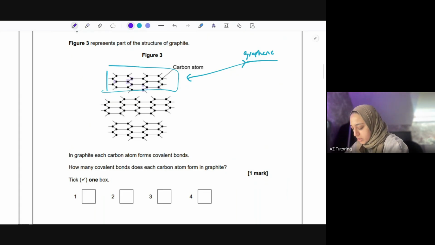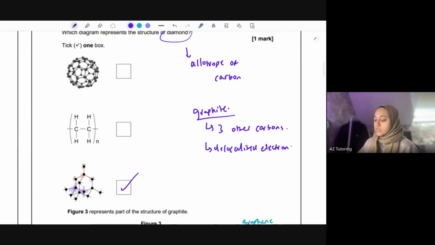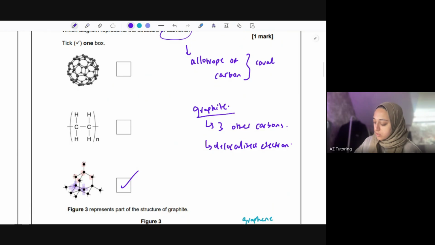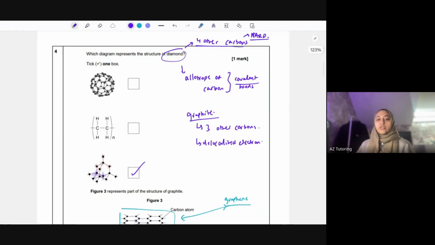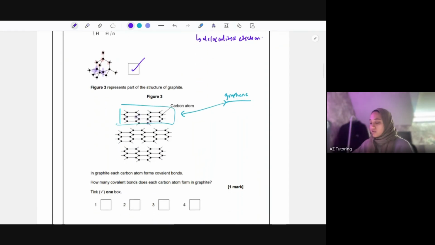Okay, so in graphite, each carbon atom forms covalent bonds. So allotropes of carbon, these are all covalent bonds, because covalent means non-metal to non-metal. And these are all the giant covalent structures, not the simple ones. Simple covalent structures are stuff like oxygen, water, chlorine, for example. They're all the simple ones.